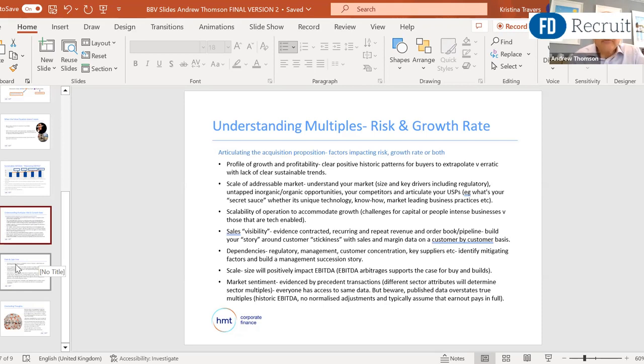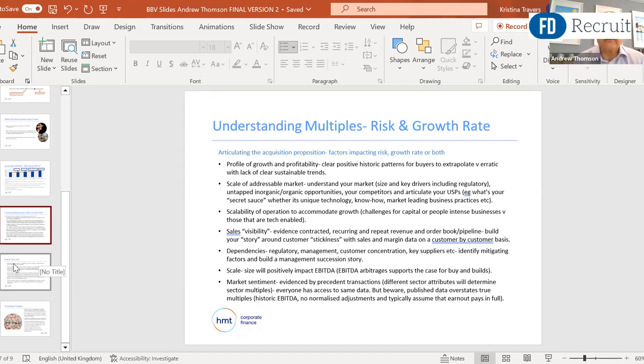In terms of value depressors, you should be considering what the dependencies are in your business and build a story to mitigate against those. That could be around regulatory, management, customer concentration, and key suppliers as typical examples. As part of that, it's important you build your management succession story, and make it quite clear, if the shareholders or the founders are going to be leaving the business, who's going to be running it going forward.